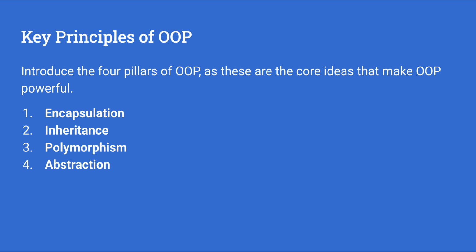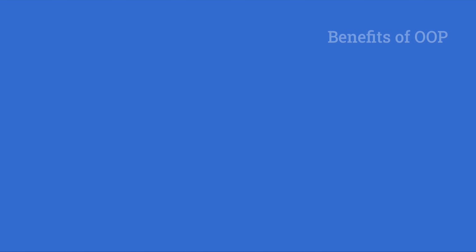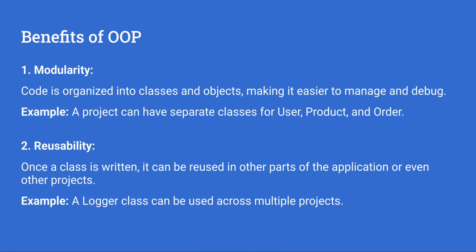Key principles of OOPS. These introduce the four pillars of OOPS, as these are the core ideas that make OOPS powerful. The first is encapsulation, second is inheritance, third is polymorphism, and fourth is abstraction. Okay. So the benefits of OOPS.